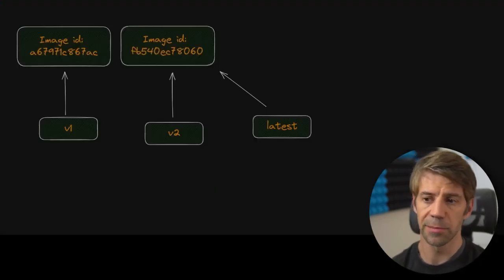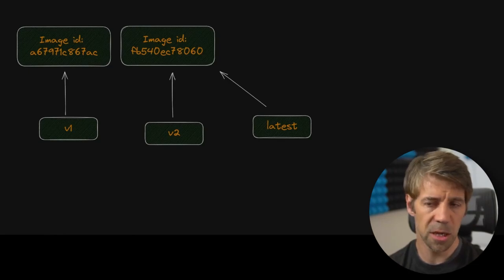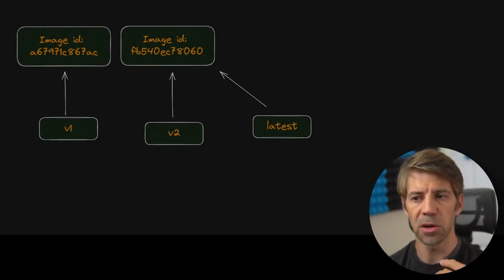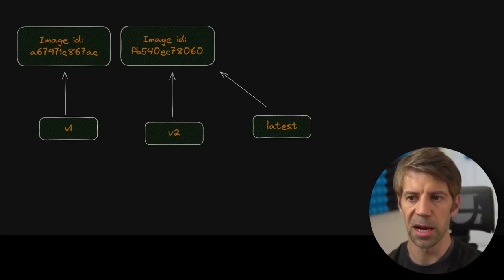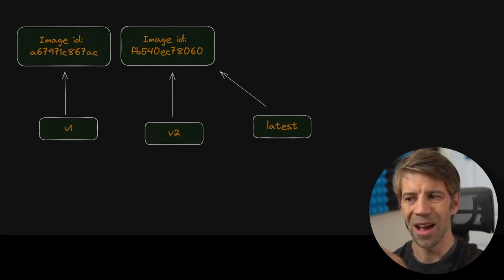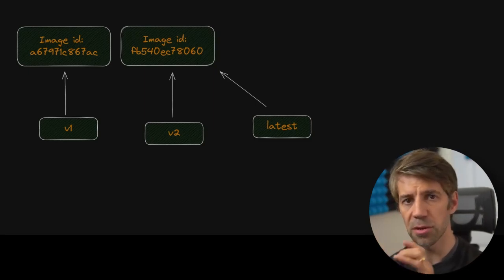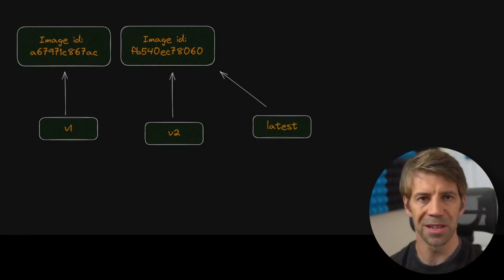If we look at this diagram now, imagine this is just the same image, RabbitMQ or whatever it is, but the author has done different versions. Tags along the bottom, v1 is pointing at one version, one image ID, v2 is pointing at another, and we've got this latest tag. So it's important to note that latest is not special, it's just the default one. So if you don't specify it, it will assume the latest tag.